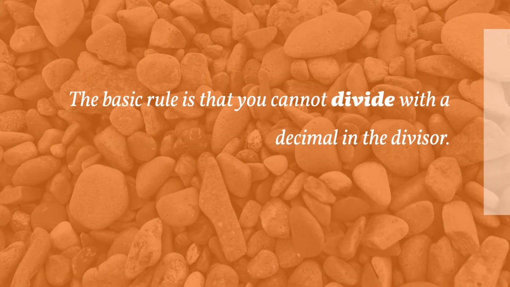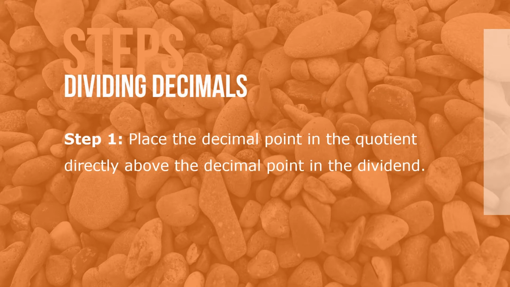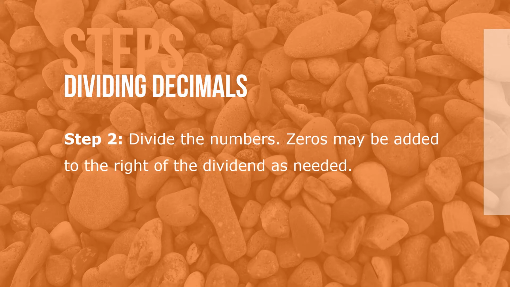The basic rule is that you cannot divide a decimal in the divisor. If there's a decimal, you must convert it to a whole number before dividing. Here are the steps to dividing decimals. Step 1. Place the decimal point in the quotient directly above the decimal point in the dividend. Step 2. Divide the numbers. Zeros may be added to the right of the dividend as needed.